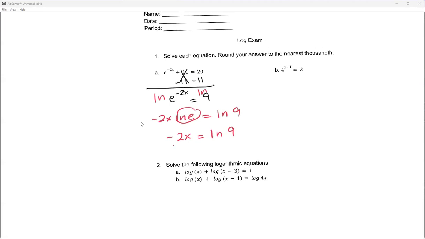So you divide both sides by negative 2. And on your calculator, x is equal to, you find the ln of 9, divide that by negative 2. So the ln of 9 divided by negative 2 is equal to negative 1.098, or you could just put negative 1.1. Either way is fine. Okay. And this should be negative.